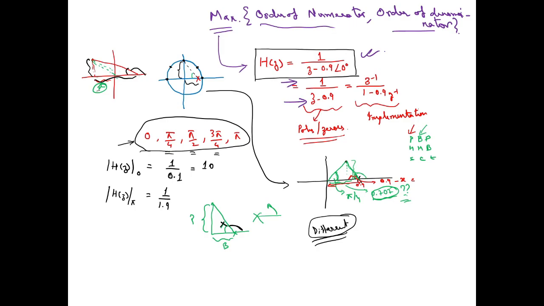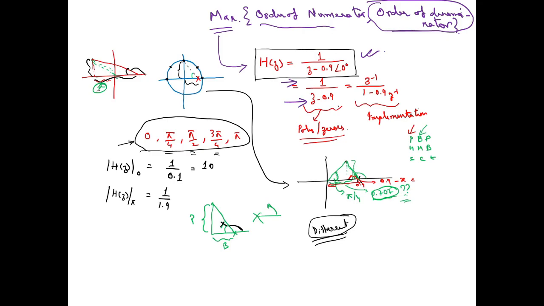But for our filters and systems, which are LTI systems, we have discussed that the number of poles should always be greater than or equal to the number of zeros. That means whatever is the order of the denominator, that would be the order of the LTI filter or system. That you need to remember.